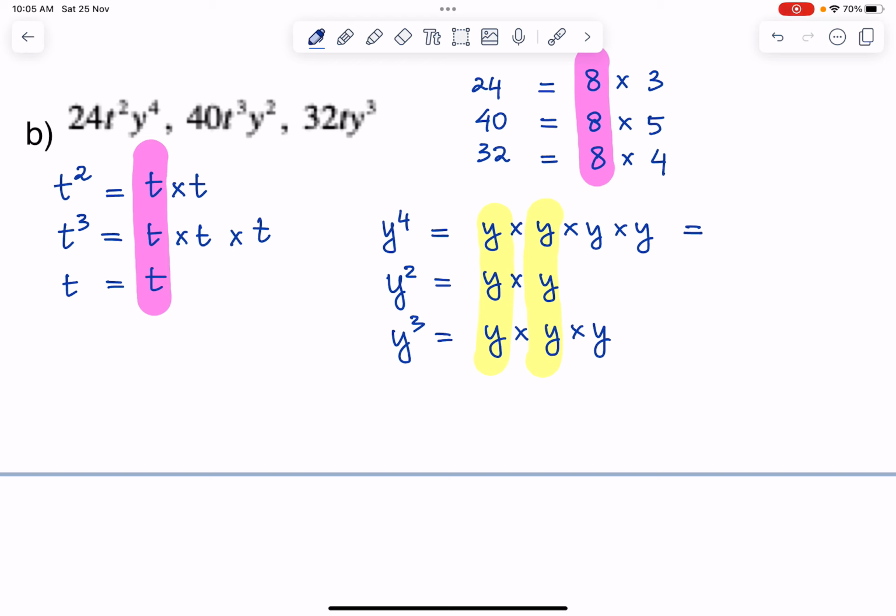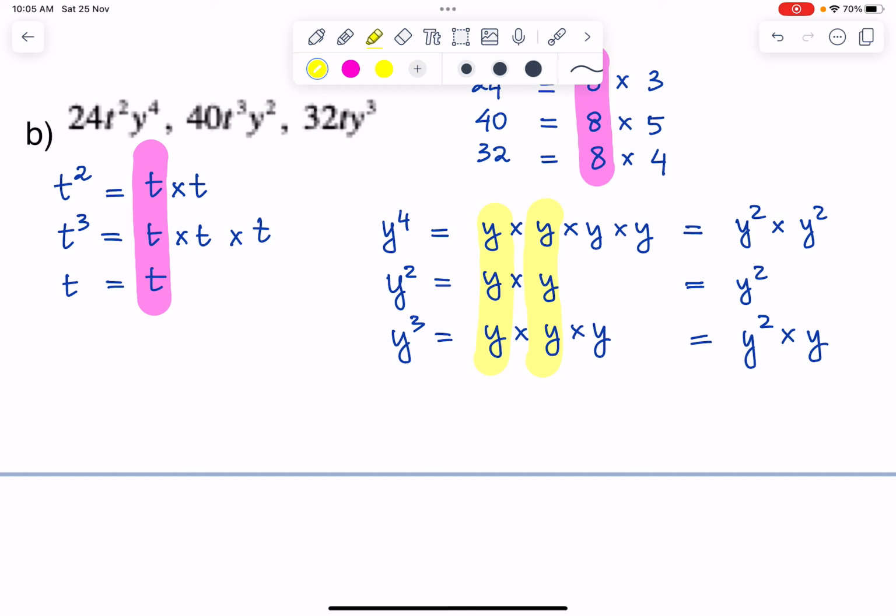So we can write it, for instance, as y squared times y squared for y power 4. And then this is just y squared, the second term. And for y cubed, we can write it as y squared times y. So we will highlight in pink the factor that they have all in common.